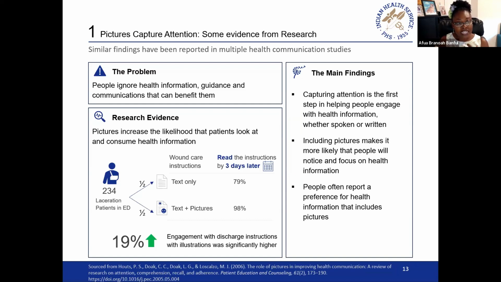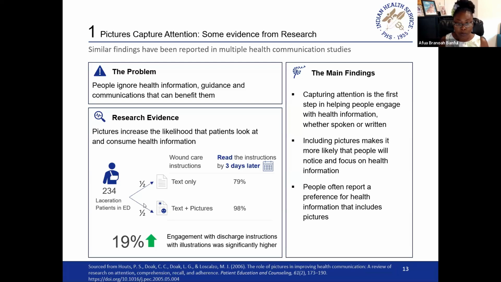Now, these people had been hurt badly enough to come to the ED. So checking to see if they've even read what to do after they've left the ED, you would think that, of course, everyone would have done it. Those who had the instructions by text only, about 80% had read it. But those who had the same text but with pictures, almost 100% had read it. This is, again, let's round it up, almost 20% higher engagement, right?